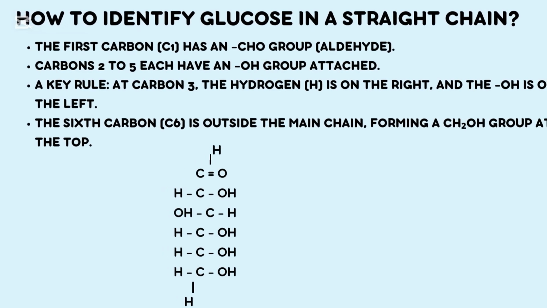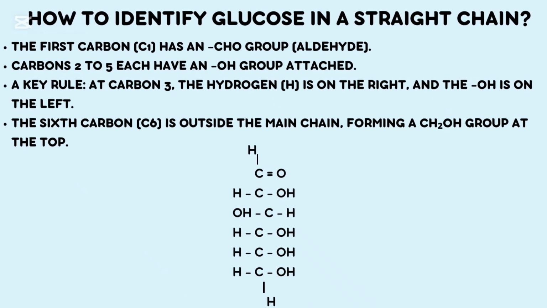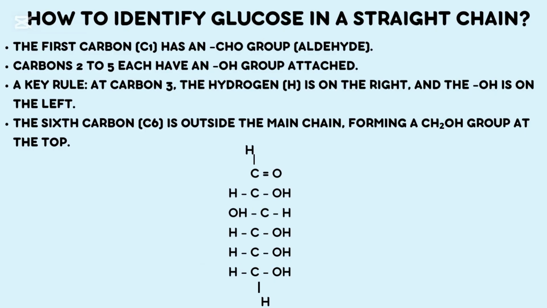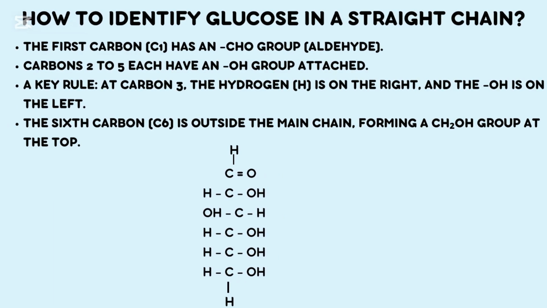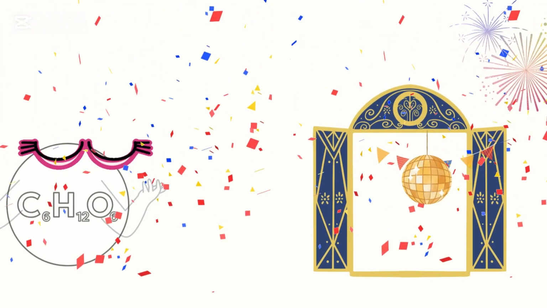How to identify glucose in a straight chain? The first carbon, C1, has an aldehyde group. Carbons 2 to 5 each have a hydroxyl group attached. A key rule: at carbon 3, the hydrogen, H, is on the right, and the -OH is on the left. The 6th carbon, C6, is outside the main chain, forming a CH2OH group at the top.